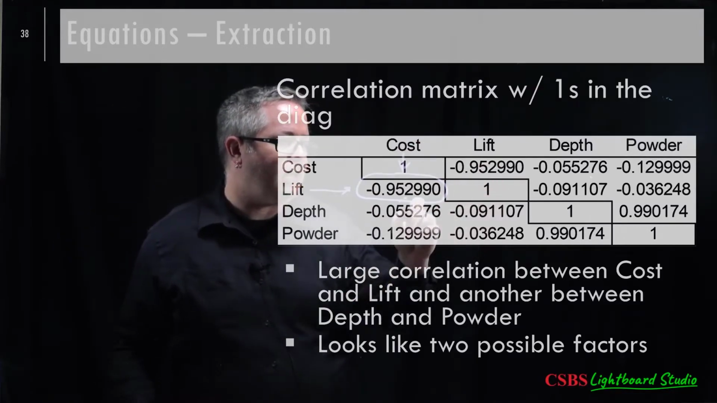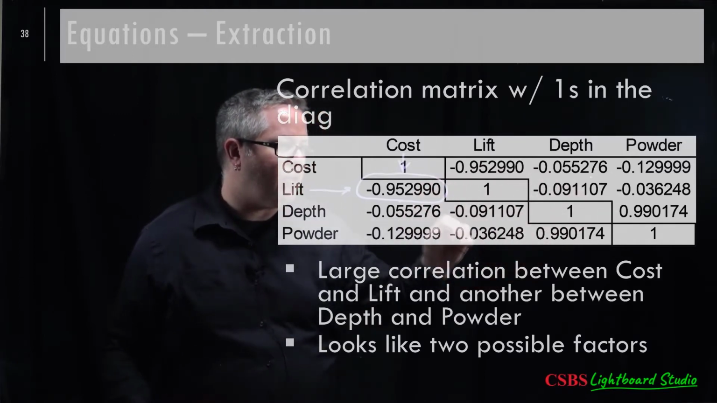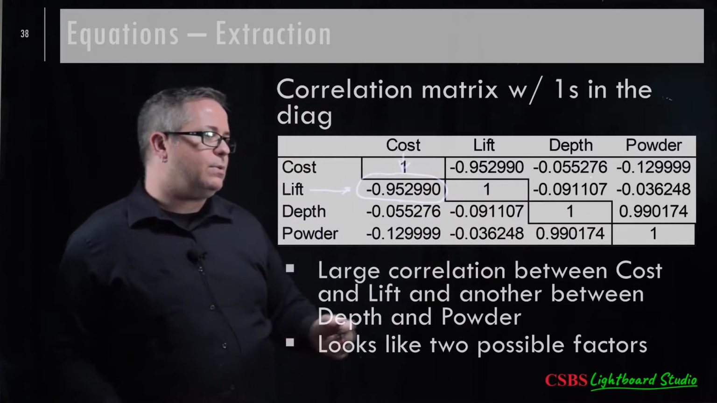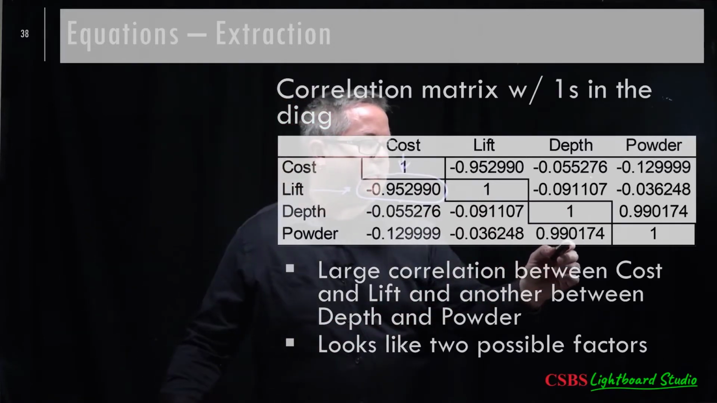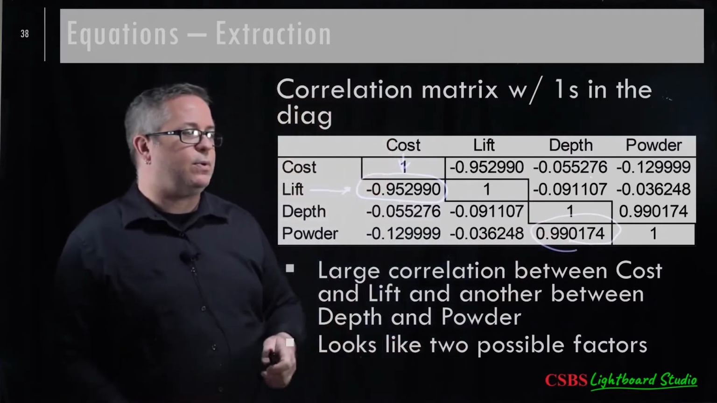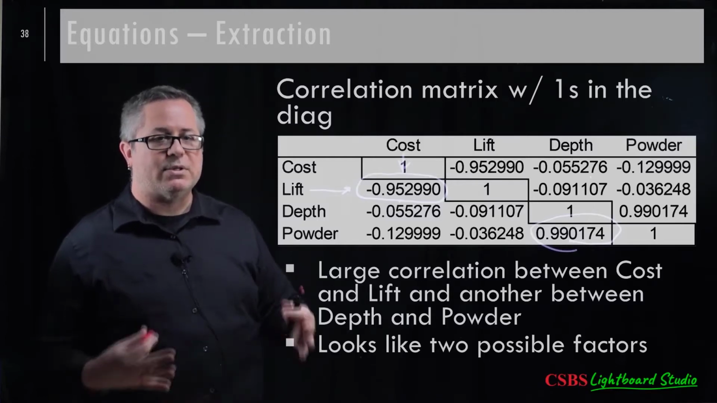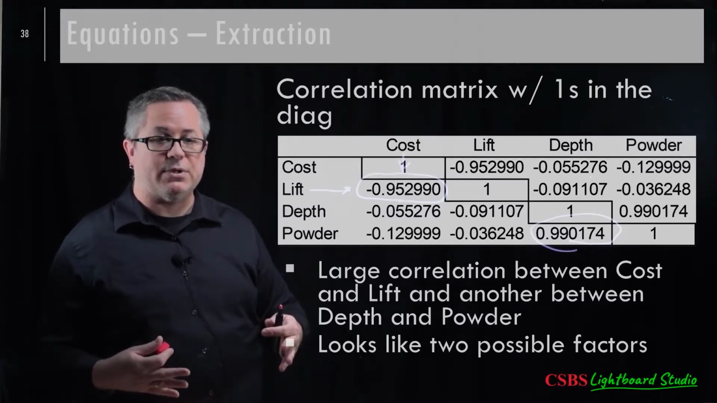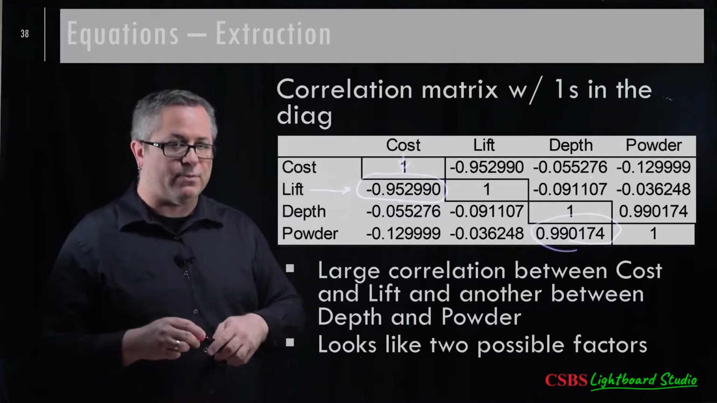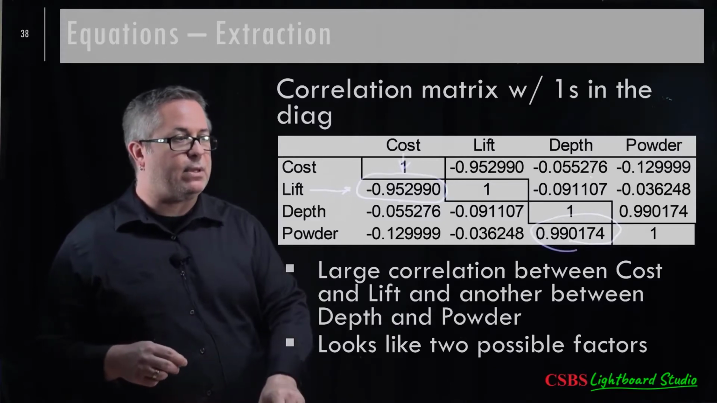So again, remember, everything below the diagonal and above the diagonal repeat. So let's look at the lower diagonal here. The other large correlation is here between powder and depth. So it looks like there are large correlations between cost and lift, and another between depth and powder. Because there are these 2 large correlations, there are likely going to be 2 possible factors that try to explain the pattern.